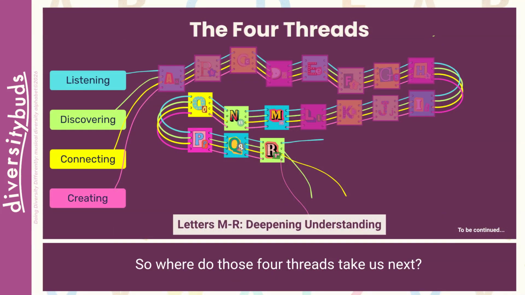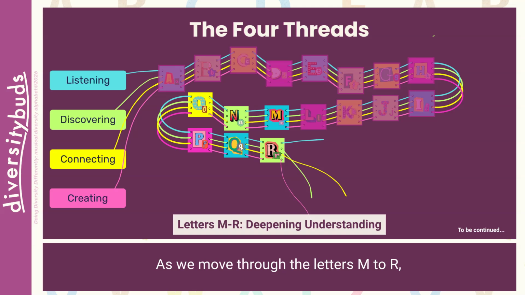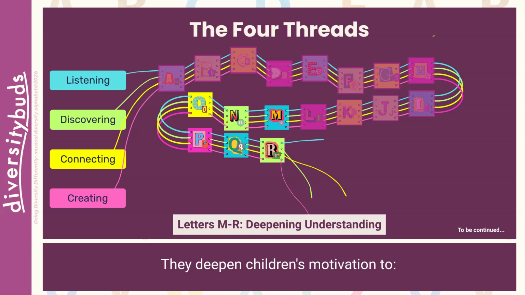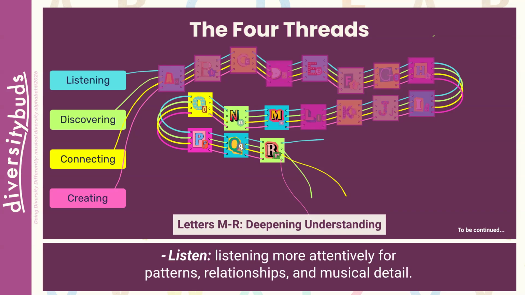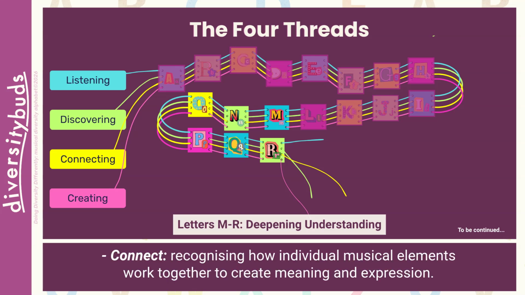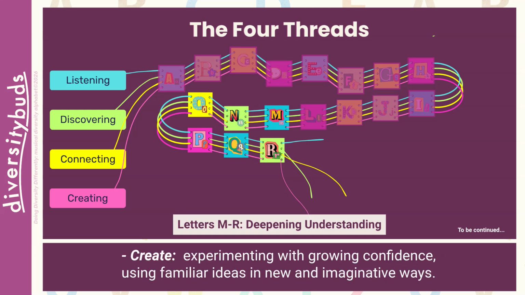So, where do those four threads take us next? They take us towards a deeper understanding of how music works. As we move through the letters M to R, the four threads begin to strengthen and build on one another. They deepen children's motivation to listen, listening more attentively for patterns, relationships and musical detail. Discover, exploring how musical ideas are organised, communicated and developed. Connect, recognising how individual musical elements work together to create meaning and expression. Create, experimenting with growing confidence, using familiar ideas in new and imaginative ways.